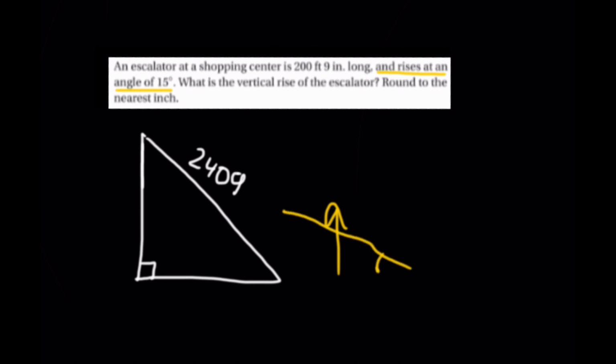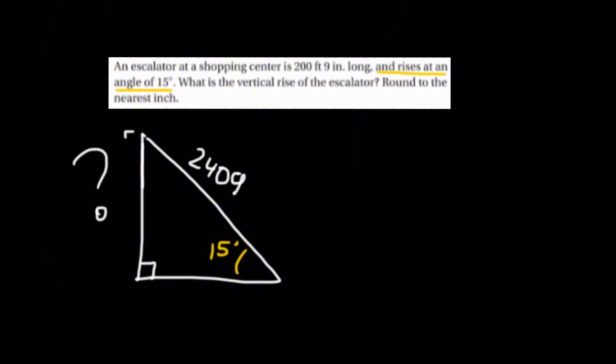We raised it by 15 degrees right here. So that means that right here is 15 degrees. And so now it's asking, what is the vertical rise of the escalator? So that means we want to know this length right here. We want to know how high the escalator went. So that's what we're going to solve for. And so I'm just going to place an X here because that's what we're going to solve for.